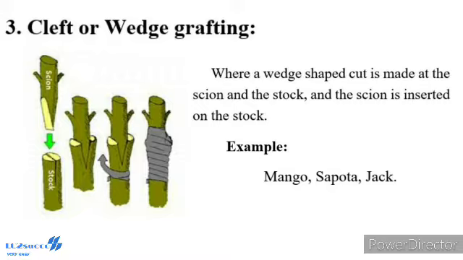A cleft is made on the top of the stalk in which the scion is inserted. In such a way, the cambial layer should be in contact. The grafted portion is tied with banana fiber and covered with the grafting wax. After the successful graft union, the scion is allowed to grow further.